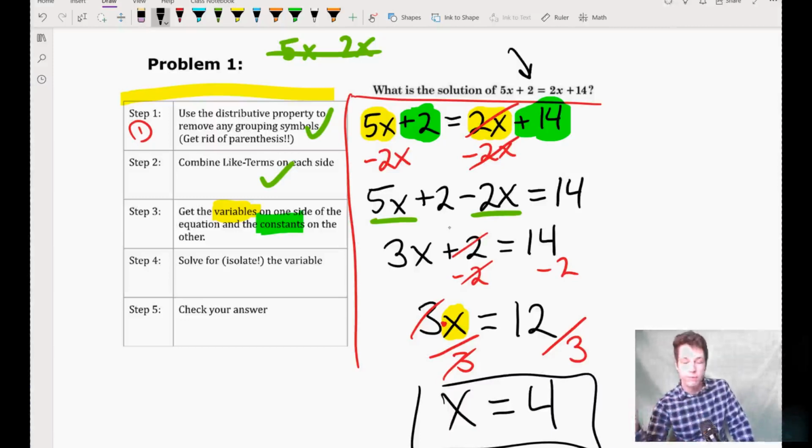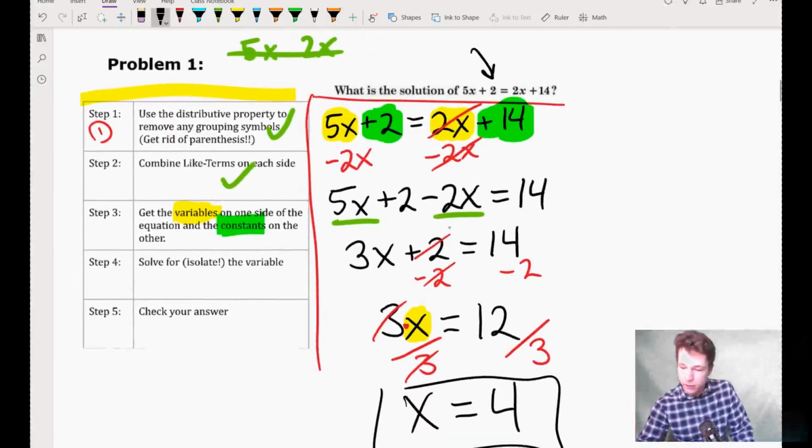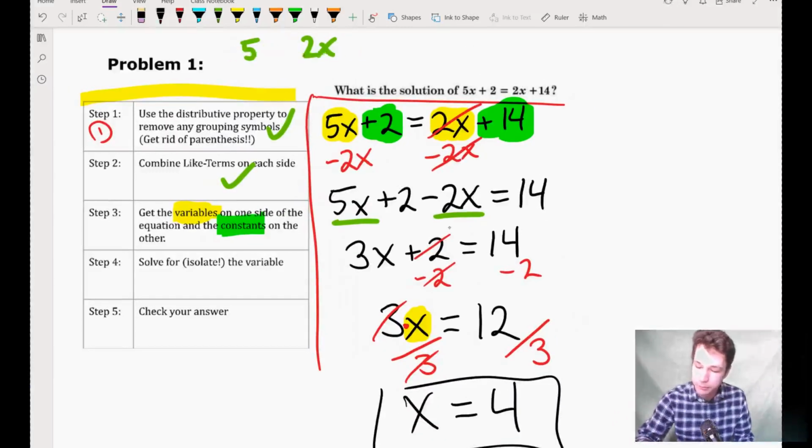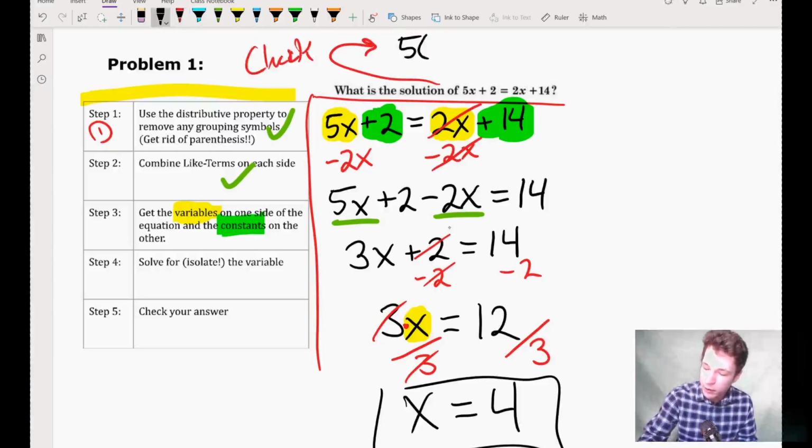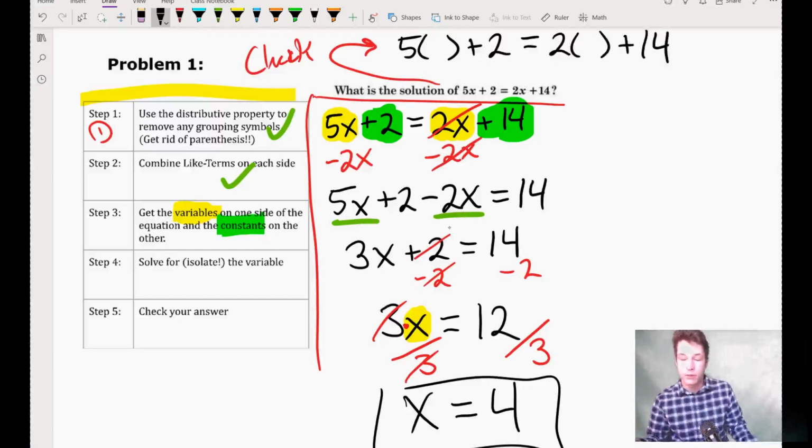Why? Because step 5 is to check. So how are we supposed to check this? Let's do it up here up top. Okay, what I'm going to do is rewrite this equation. So I'll put check here. I'm going to rewrite this equation and leave space to plug in that value I got for x. So every time I see an x, I'm going to leave a little space to plug it in. Okay, this is just us checking our answer.